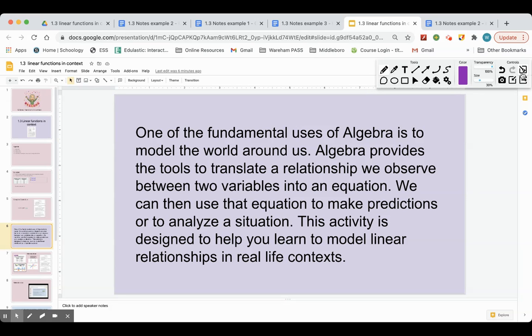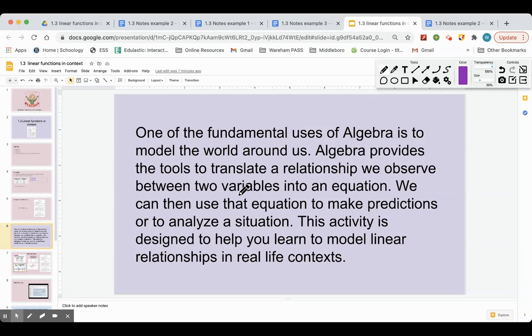So really, algebra is used to help us model the world around us and make sense of it. And it provides us with the tools we need to look at the relationship between two variables and then to try to make some generalization in an equation so that we can predict the future and analyze situations to make good choices. So the next few activities will model linear models and their relationships in real life contexts.